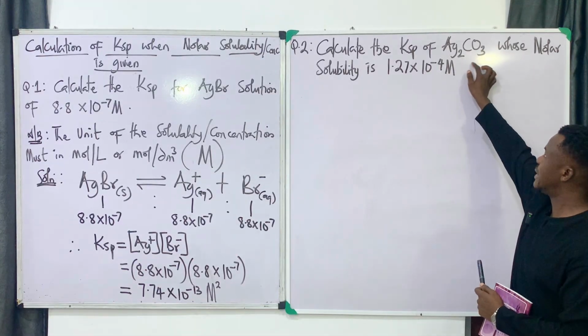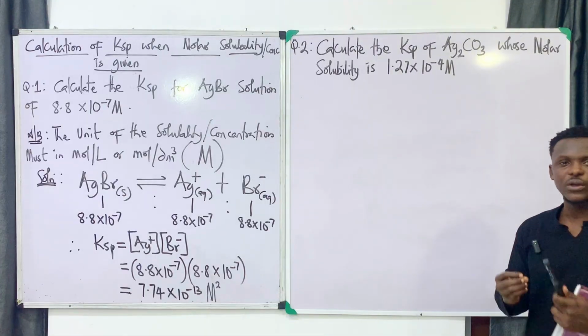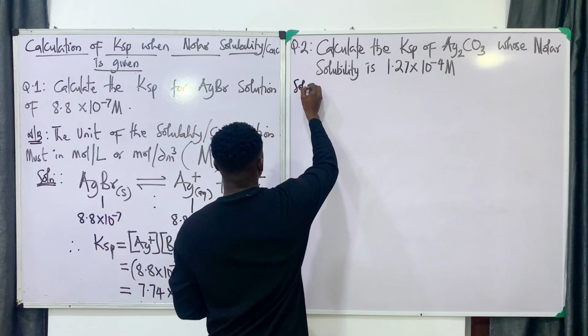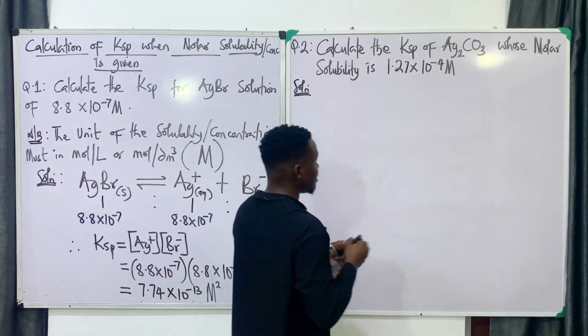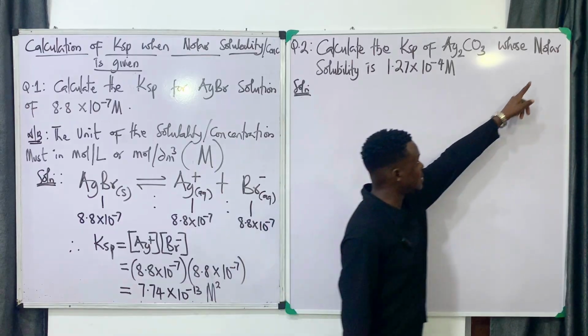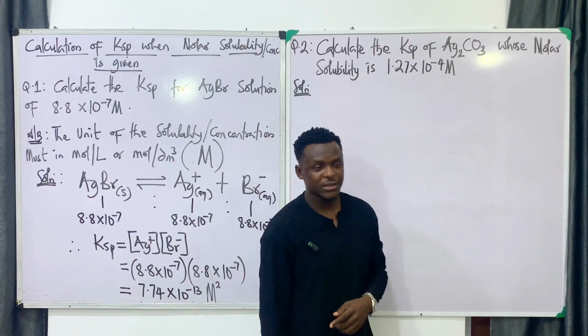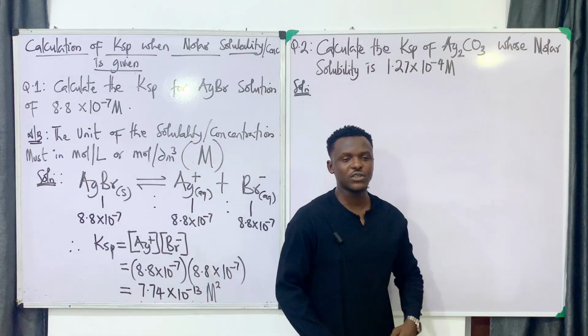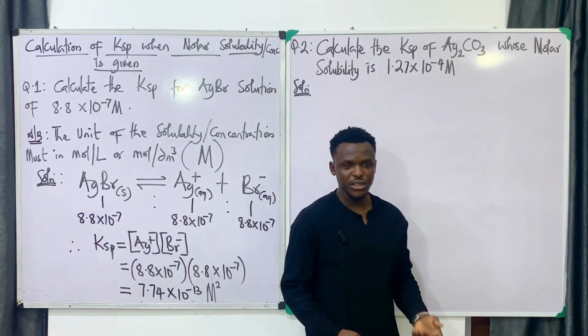You're asked to find the Ksp of this. All right, so how do we go about it? Class, look up. I'll say solution. If you noticed, the unit of this is already molar. That was why they said molar solubility. If this was not in molar, they wouldn't have said molar solubility. They would have just said solubility or concentration.